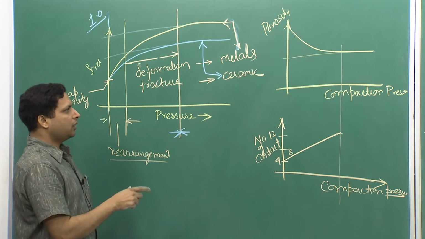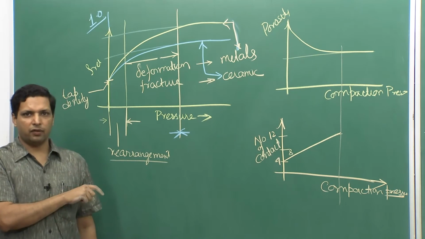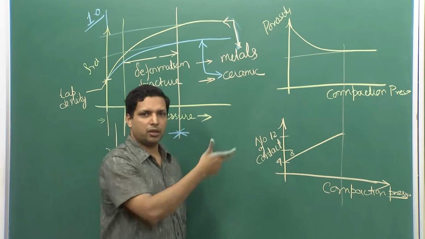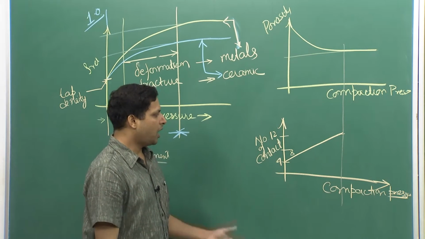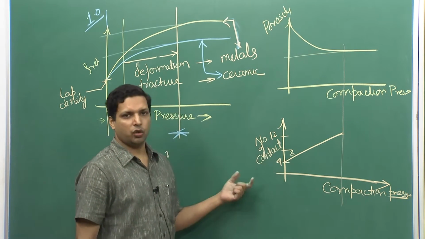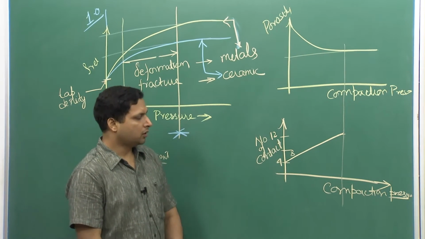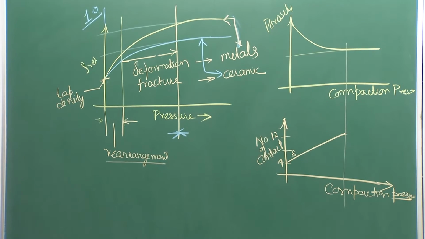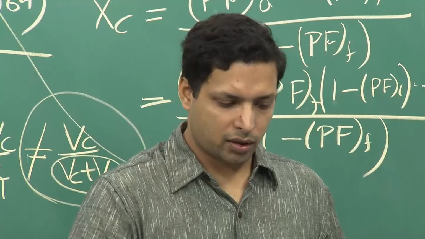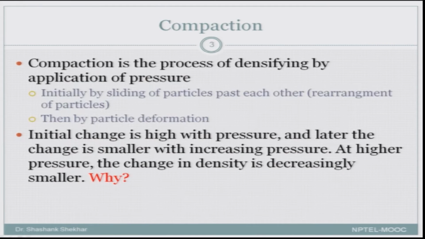So, what we see here is that pressure is changing not only the relative density, but of course, the other parameters which are related with relative density, and if you can understand any of these, you would be able to understand the overall compaction process. So, let us get back to our slide where we were looking at the compaction, and so this is what we said is our first region of repacking and then of the deformation. So, let us move on.